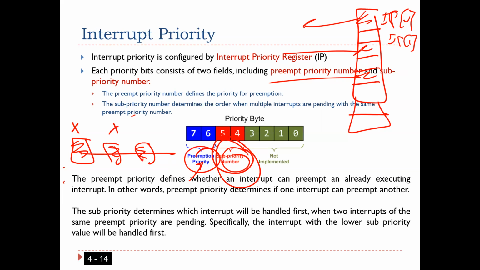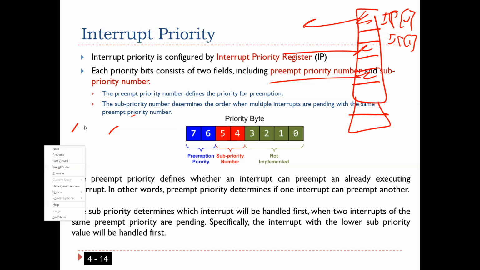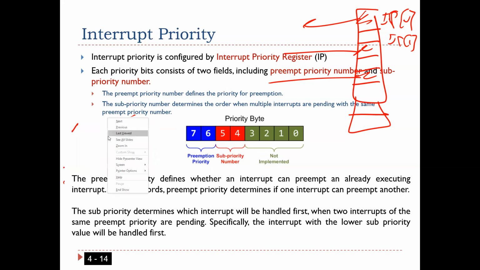If two interrupts have the same preemption value, in this case I'm going to look at the sub priority number to see which one is more important to execute first. Is that okay, guys? So this is something you should understand: you can control two things now.